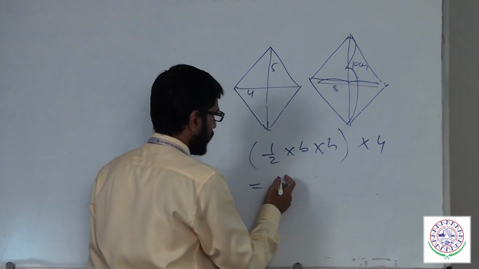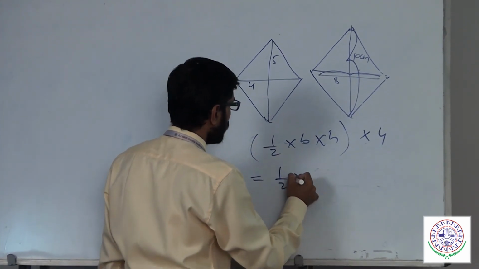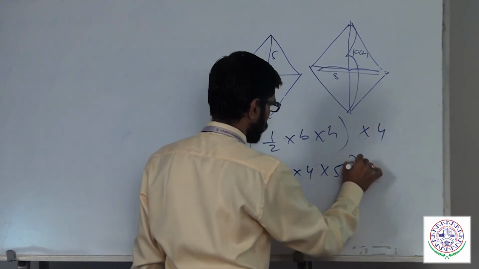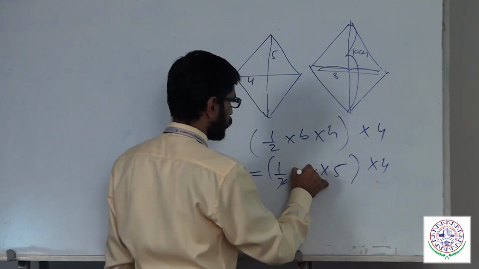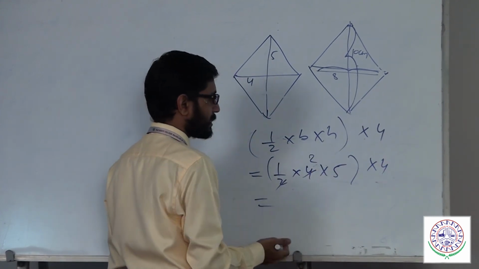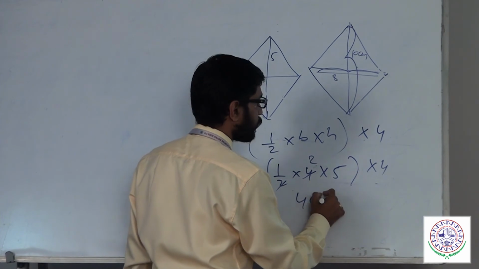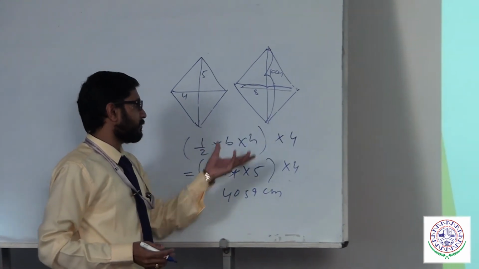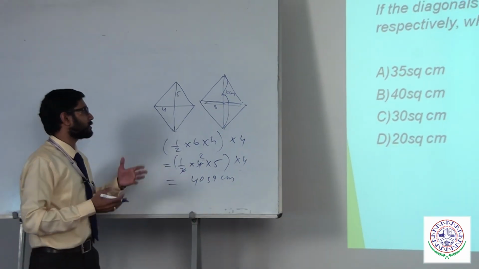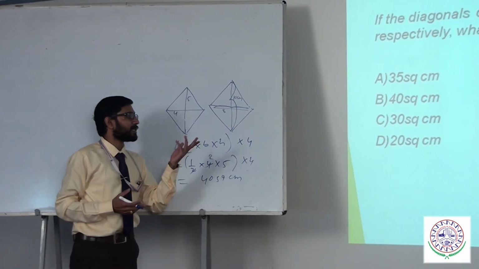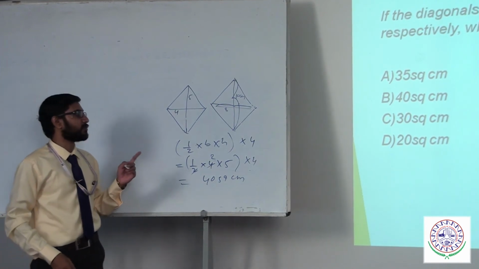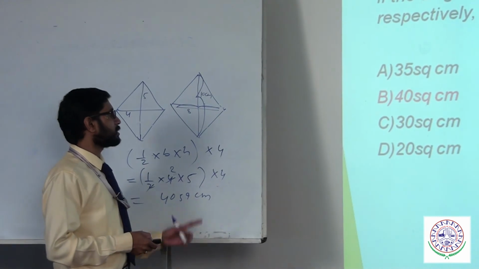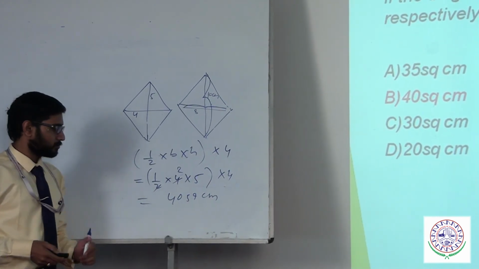So this will be half into base, that is 4, into height, that is 5, into 4. So 2 2s are 4, and 5 into 2 is 10, 10 into 4 is 40, so 40 square centimeter. We can do the same question with different techniques. The only thing is, what information they have given is very important. So the answer for this question is option B, that is 40 square centimeters.